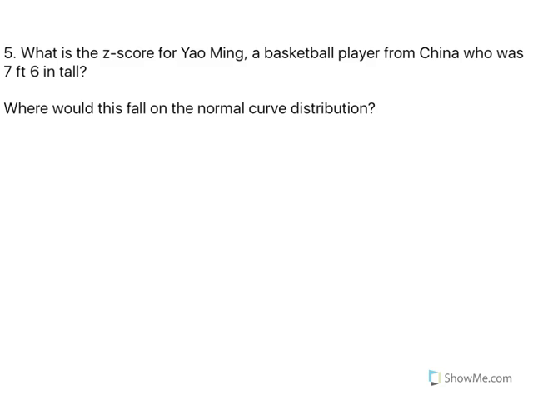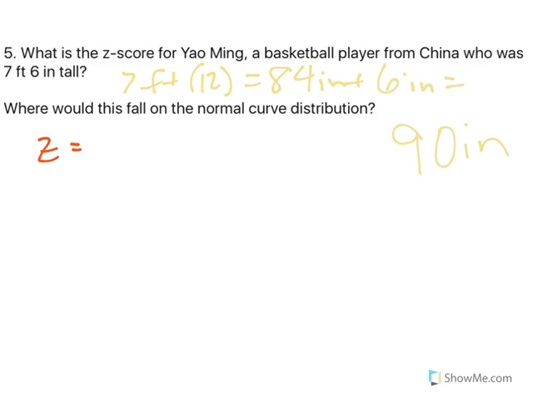And number 5, what is the z-score for Yao Ming, a basketball player from China who is 7 feet 6 inches tall? He played for the Houston Rockets. He was pretty good. So 7'6". Well, 7 feet, multiply that by 12, gets us 84 inches, plus the extra 6 inches, means that Yao Ming was 90 inches tall. Jeez. So z-score, value minus the mean over the standard deviation, 20 divided by 5 is 4.